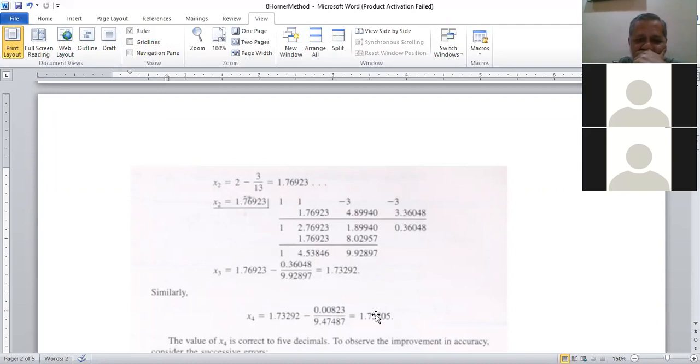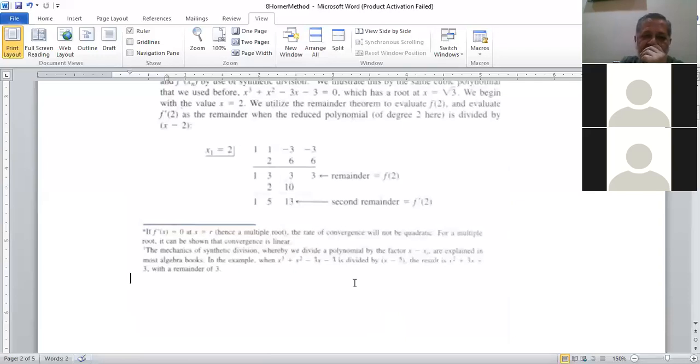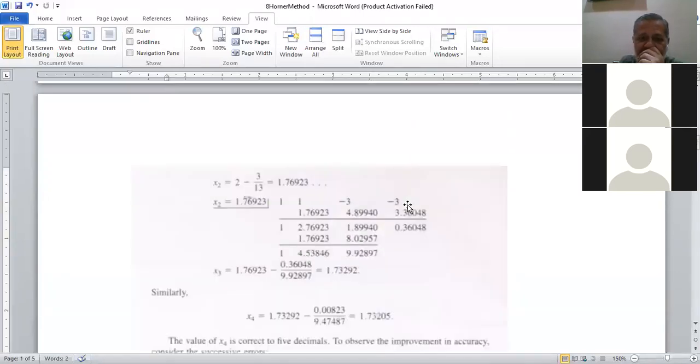Similarly, the next value is obtained, and we see that we already have got the 3 decimal place accuracy. This is the way we find the root of a polynomial equation using the double synthetic division and one step of Newton's method. Double step of synthetic division जिनमें पहला remainder function value, दूसरा remainder derivative value, and then a step of Newton's method. New value obtained.